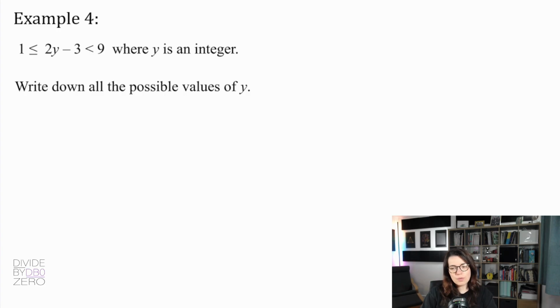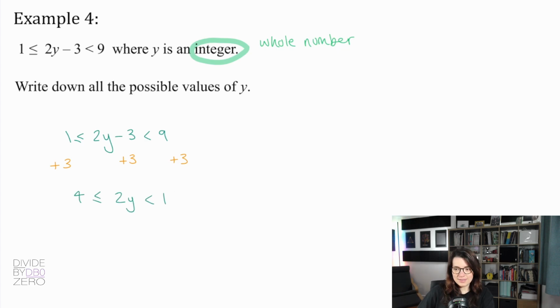Last example, 2y minus 3 is between 1 and 9, where y is an integer, but integers are just whole numbers. Write down all the possible values of y. For this one, if we just rewrite the question first, now we need to try and make it so y is on its own in the middle. So to do that, I'm going to add 3 everywhere first to get this. And then I'm going to divide everything by 2. That way, I'll get y on its own. From here, I can now see that y would be equal to 2, 3, 4, or 5. Not 6, because this symbol doesn't have a line under it.